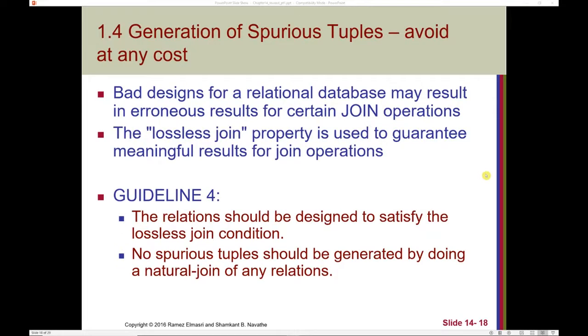The other issue of bad design is that it might result in erroneous results for certain join operations. What we want is Lossless Join. We want to use this to guarantee meaningful results from join operations. So relations should be designed to satisfy the lossless join condition, and no spurious tuples should be generated by doing a natural join of any relations.